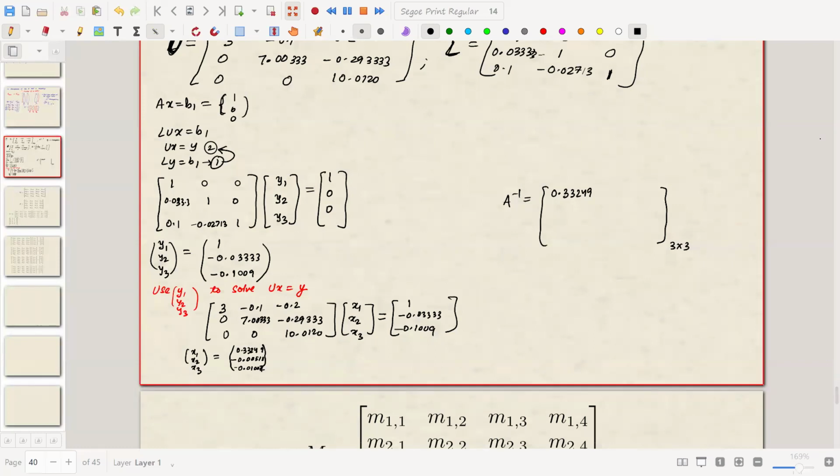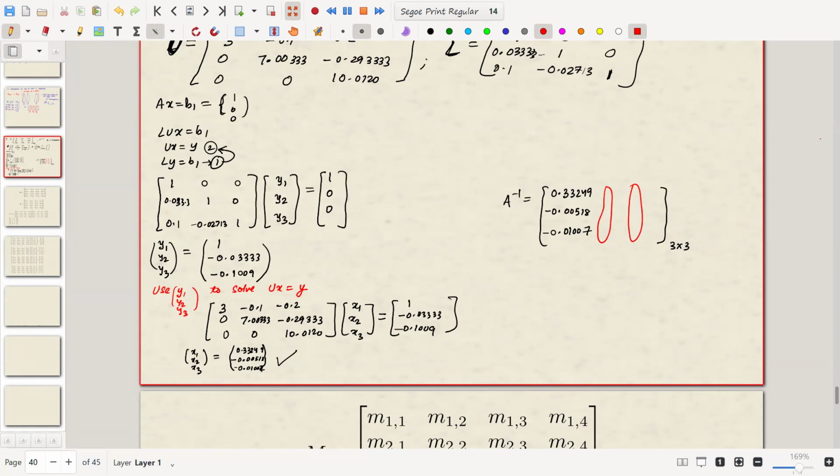So as some of your friends suggested, this is x1, x2, x3, which is the first column of the inverse matrix. This is 0.334249, minus 0.00518, and minus 0.01007. Through this method, you computed the first column. Now, the other two columns are remaining, which I think you can do. Maybe after lunch, we can see the remaining two columns from you.